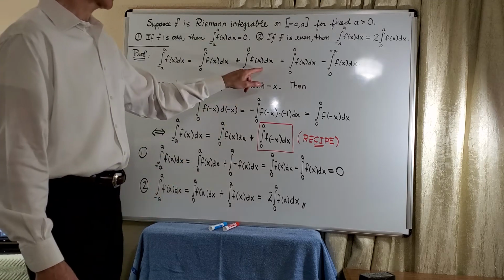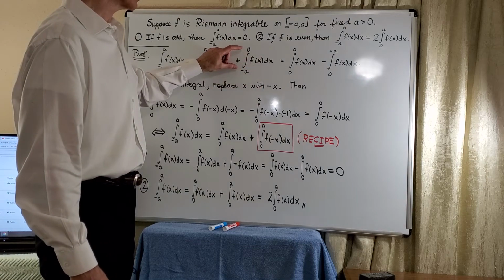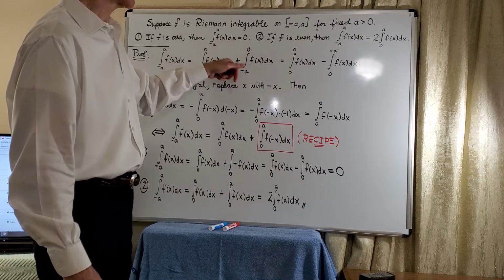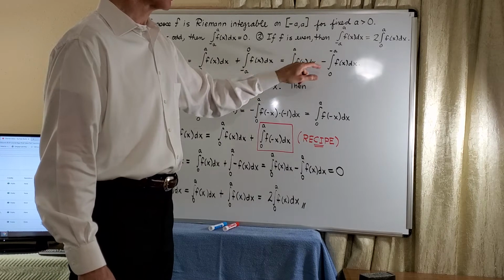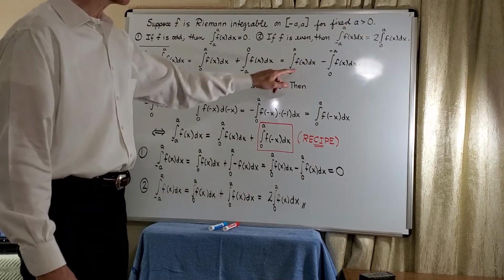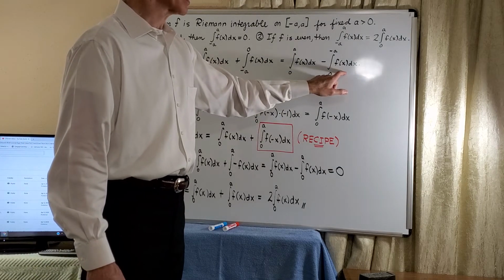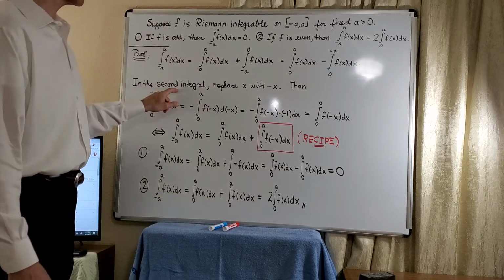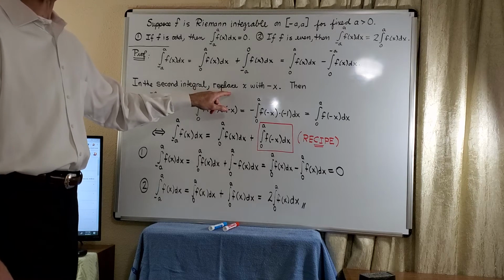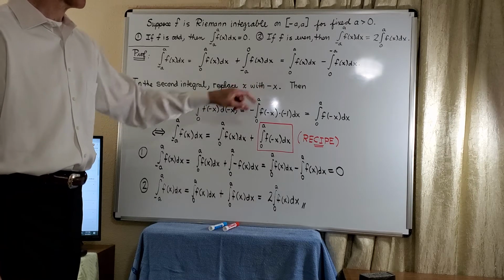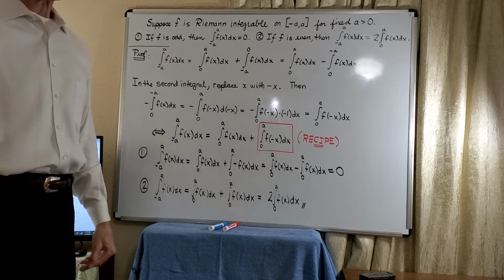Now, for this second integral, what we're going to do is interchange the limits of integration. And when we do that, we introduce the negative sign. Now, this one is fine. We don't want to do any more to this, but we want to operate some on this. So for the second integral, what we're going to do is replace x with its additive inverse. So replace x with negative x.